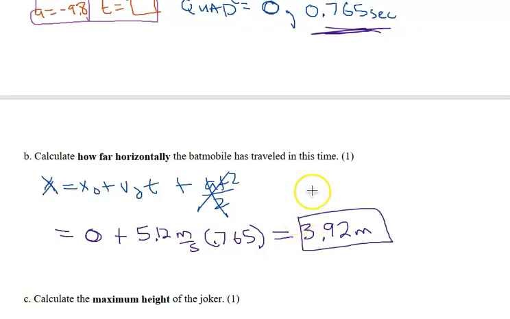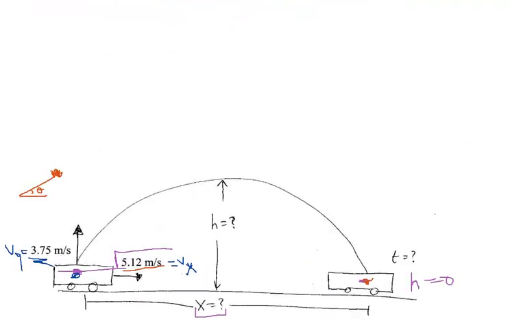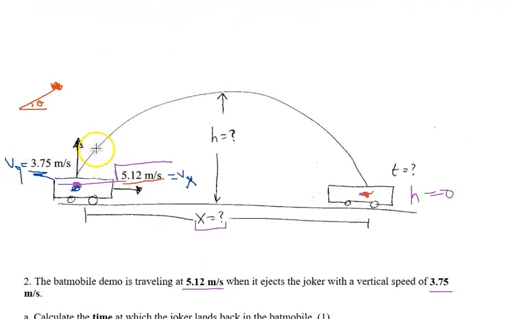That's like the height of the atrium. So I gave the Batmobile too much speed. But that is where both the Joker and the Batmobile are, right? That's the whole point of the demo, is that the Joker and the Batmobile both have this horizontal speed. So the Joker is always directly over the Batmobile.